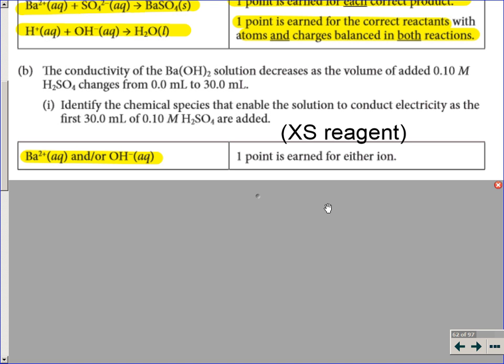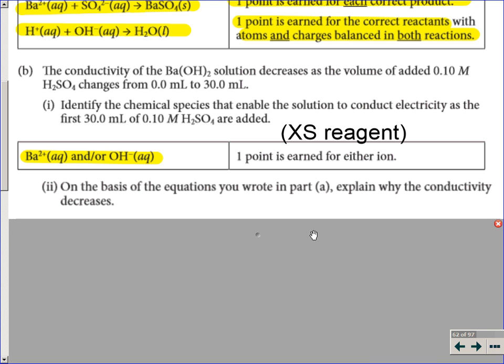Yeah, that's not specific enough, because it says identify, and if it says identify, it's like, give me the exact. Okay? All right, so that's 1 point for those ions. That was the initial information, right? So you have barium hydroxide, and then you titrated in the sulfuric acid. So that's why that's the excess reagent. Next, we have why. So, identified, great.